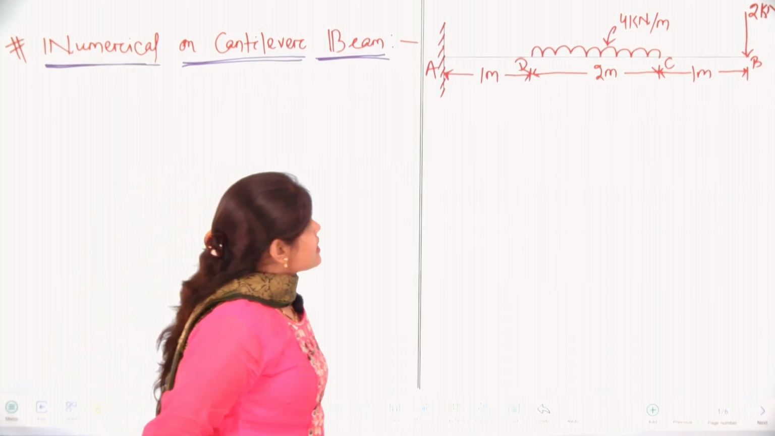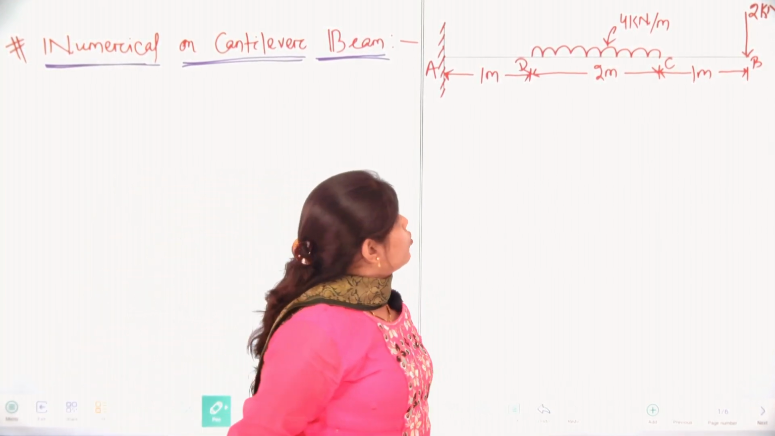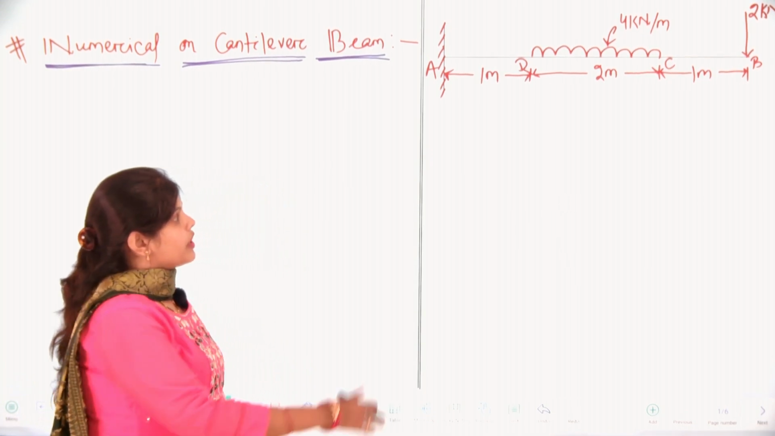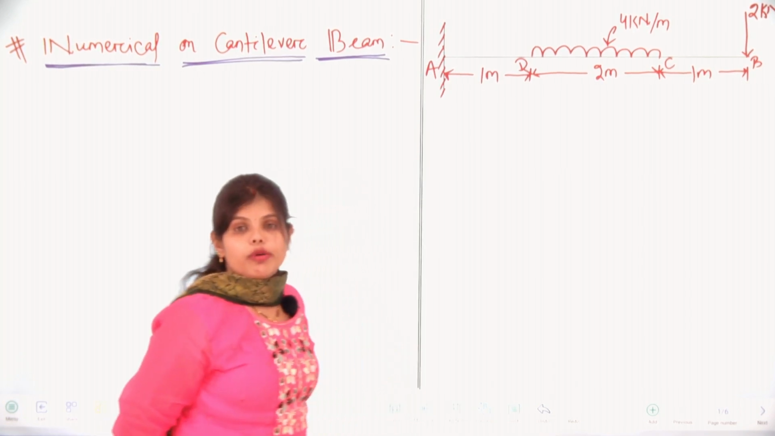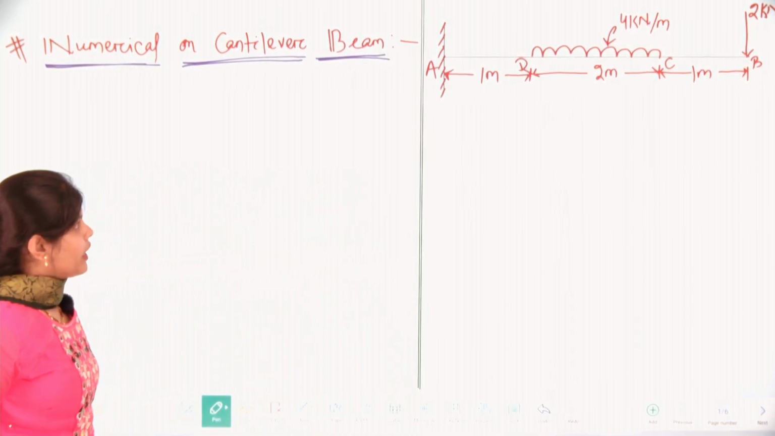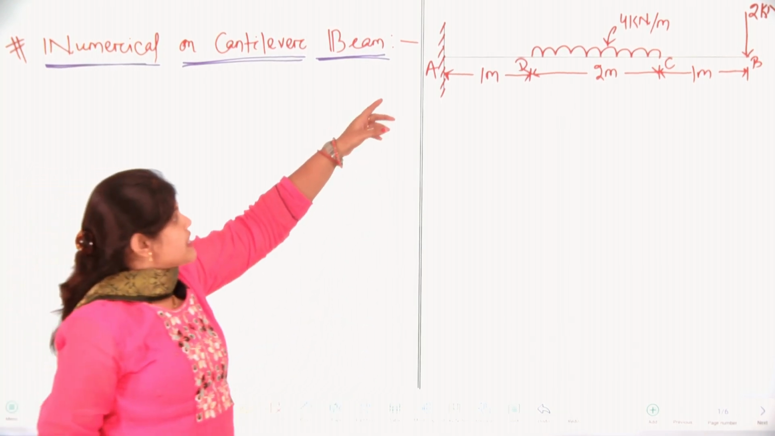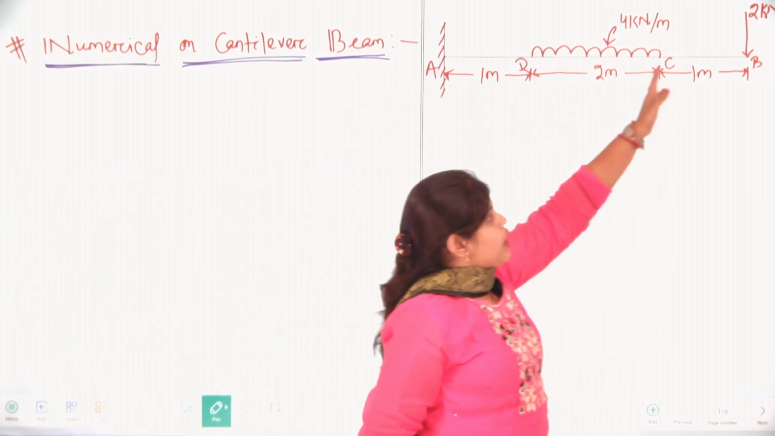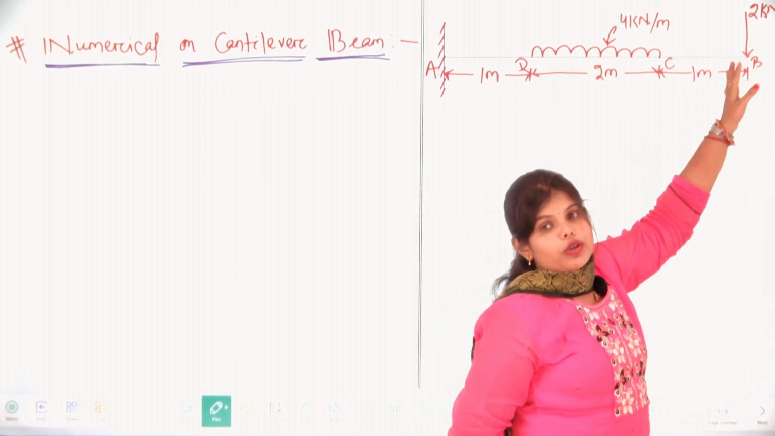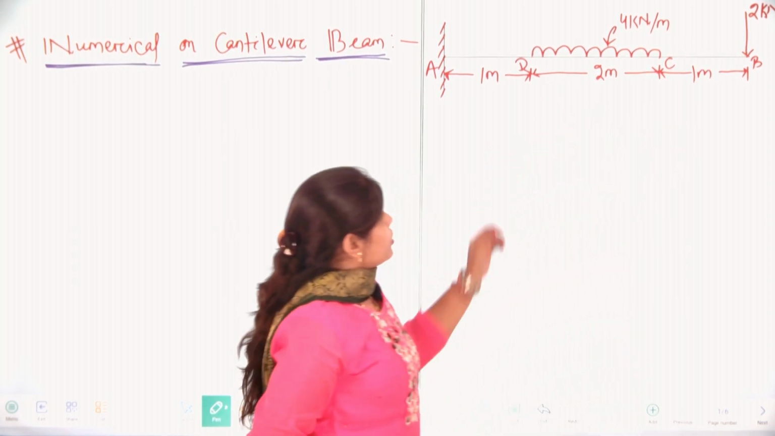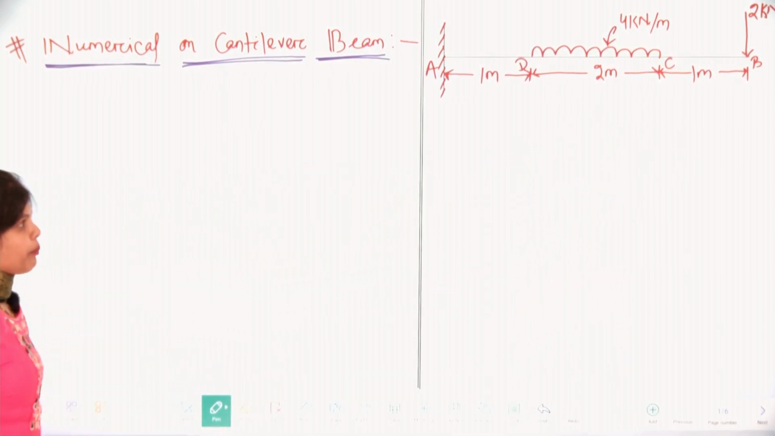Before solving this numerical, we know that a cantilever beam, here AB is the cantilever beam, is supported at one end. So, here the fixed support is at point A, and at point B we have a 2 kilonewton point load, and the C to D span is 2 meter.